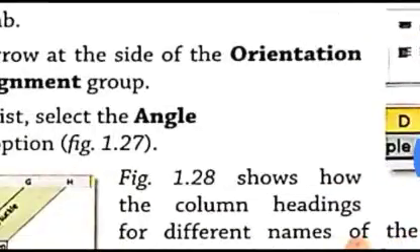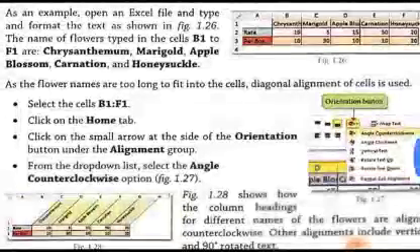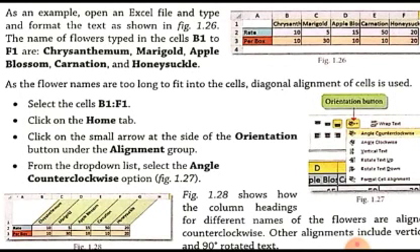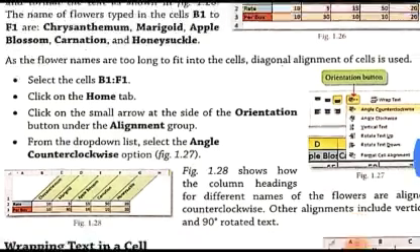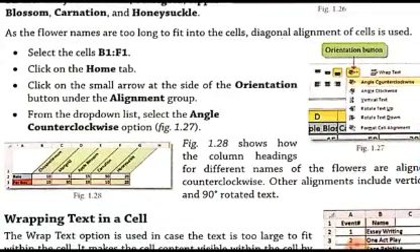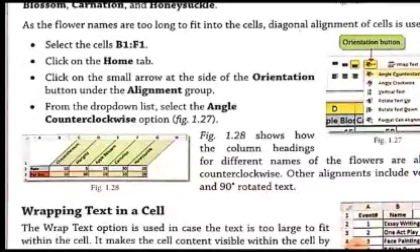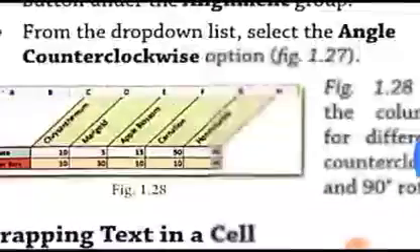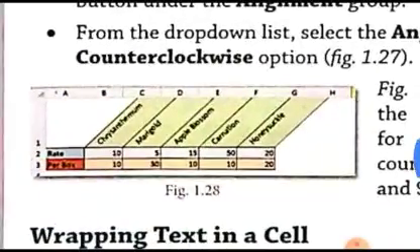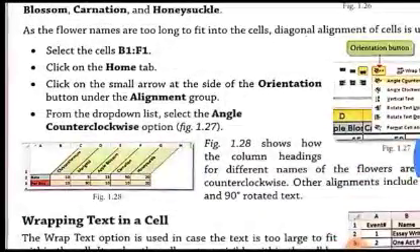Here we can choose any one option. For example, you choose the first option, which is angle counterclockwise. When you choose the option, all these values will be angled diagonally in the counterclockwise direction. You can see in figure 1.27 we have chosen the option. Then in 1.28, you can see the column headings for the different names of the flowers are aligned in the counterclockwise direction. So now we have seen how to align the text diagonally.